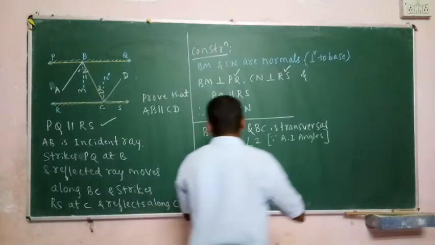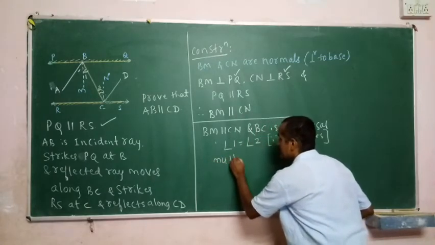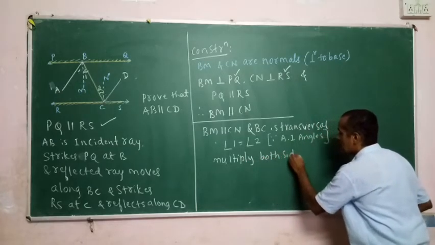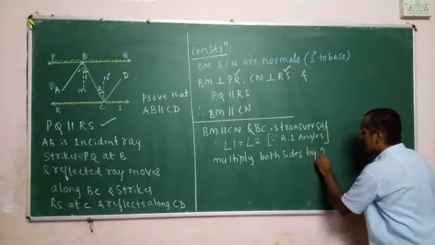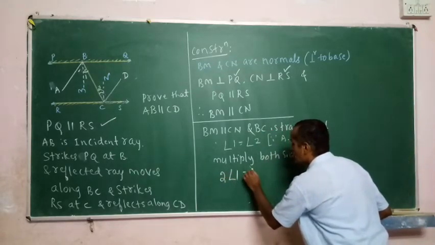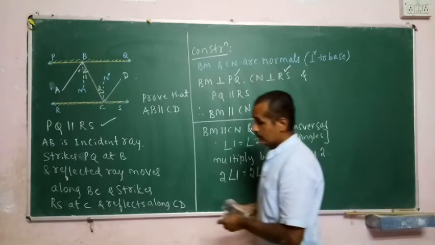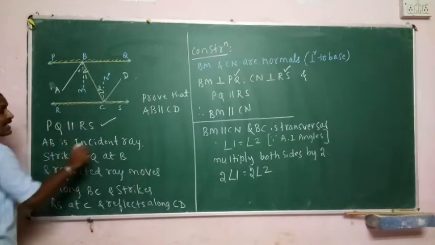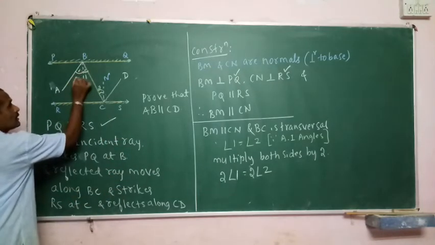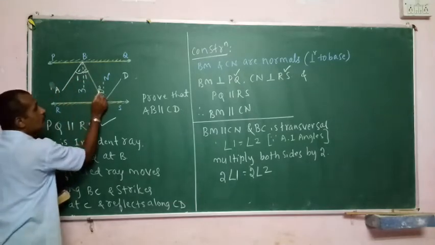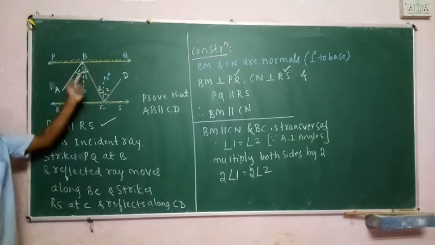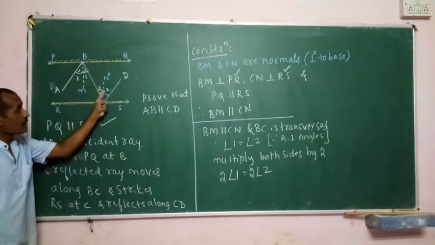Okay, so what I will do here, multiply both sides by 2. That means 2 times angle 1 is equal to 2 times angle 2. Now see, 2 times angle 1 means angle 1 plus angle 1. See, these two are equal to each other. I can call this also angle 1 and this is angle 2 and this is also angle 2. 2 times angle 1, that means this angle. 2 times angle 2, this angle.